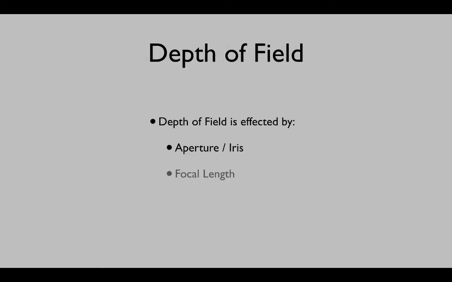You can control how deep your depth of field is. It is affected by three things that you change for every shot: your aperture or iris, and don't forget that as the aperture gets bigger, the f-stop number actually gets smaller, your focal length, or the amount of zoom you use, and the distance to your subject.